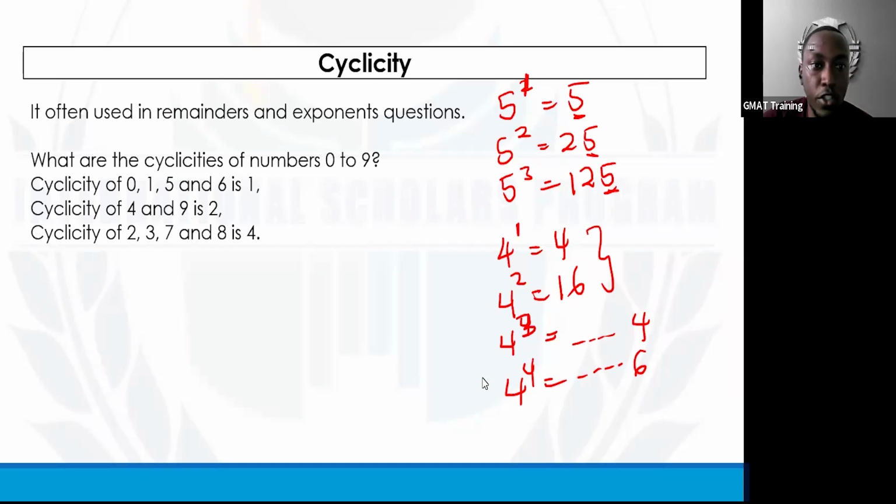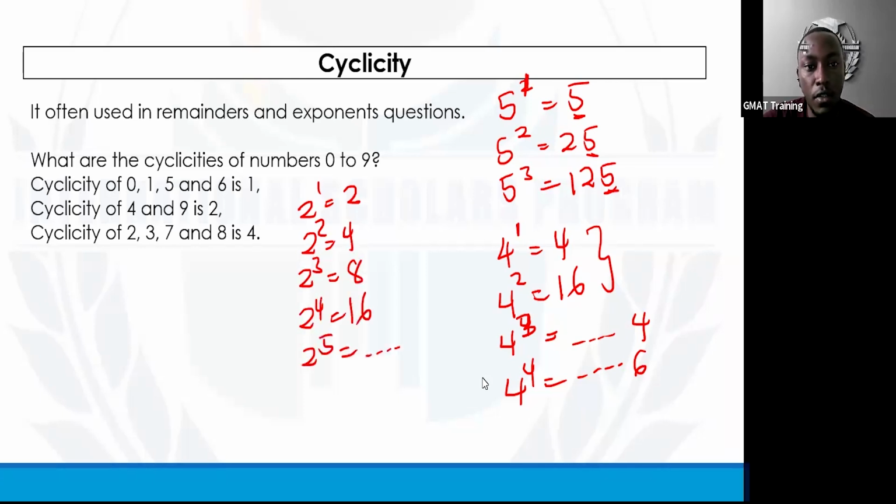If you go to 2, 3, 7, and 8, we have a cyclicity of 4. You can try 2. 2 to the power 1 is 2. 2 squared, that's 4. 2 to the power 3, that's 8. 2 to the power 4, 16. 2 to the power 5, that's 32, ends in 2. As you can see, 2, 4, 8, 6, 2, 4, 8, 6, cycles of 4.